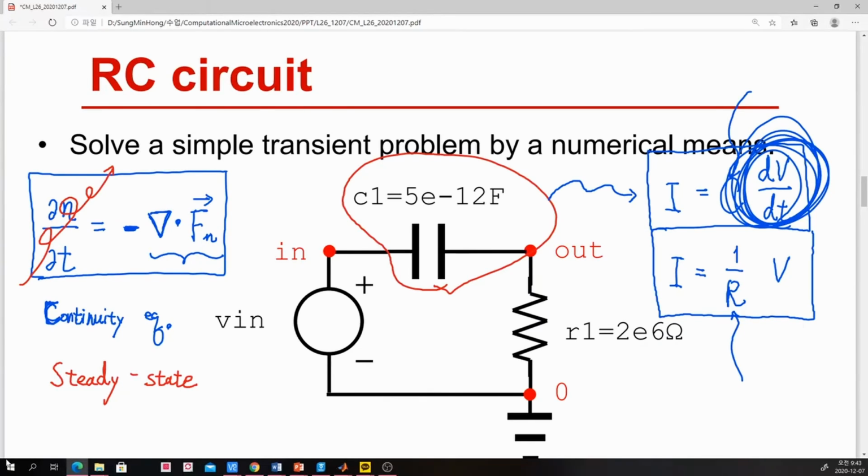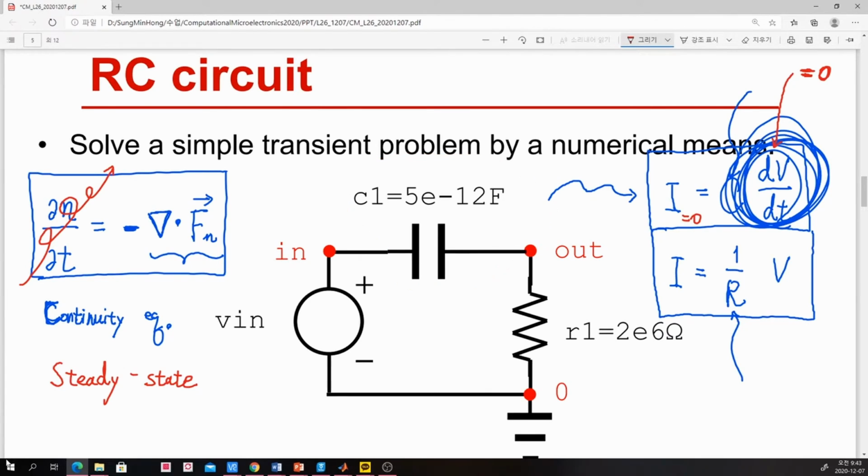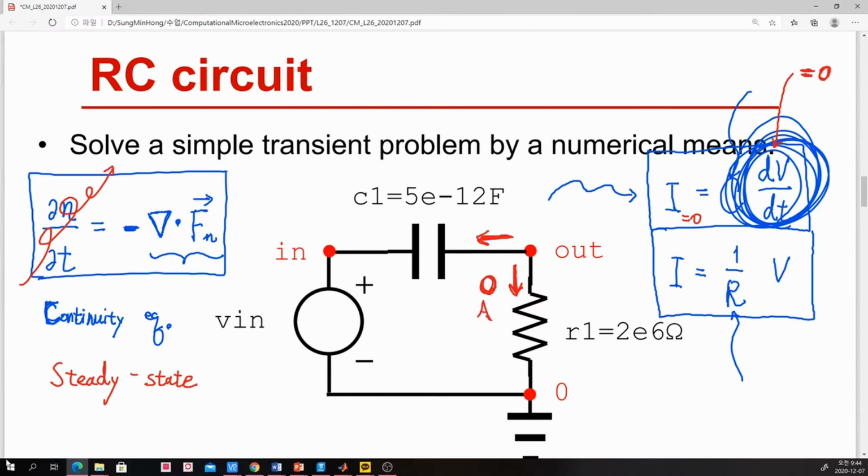Then obviously in this case, if this is a steady state, then I really becomes 0, because this is a steady state. Now it means that node in and node out are connected through our capacitor, but this one does not conduct at all. So since this current is 0, there is no current conduction. Therefore, this one should also have 0 ampere conduction.